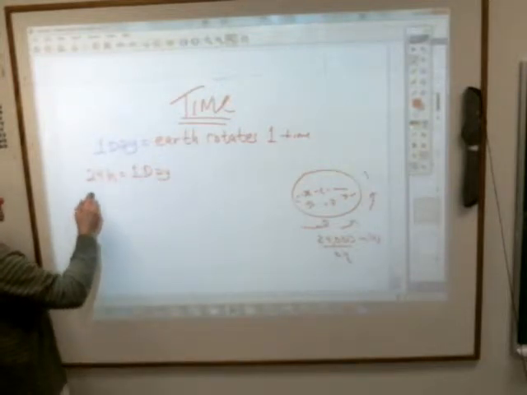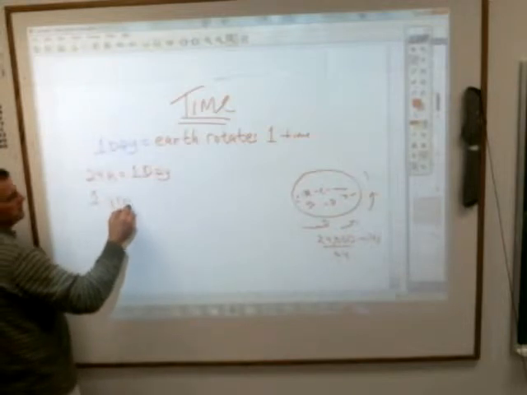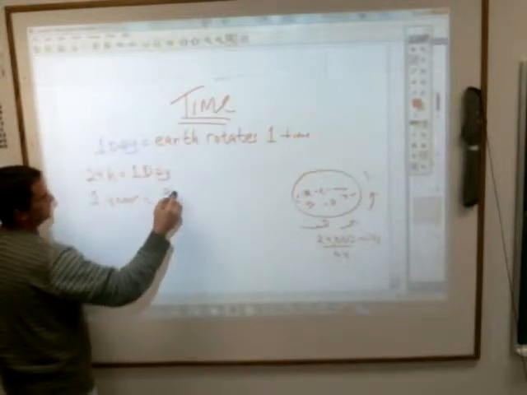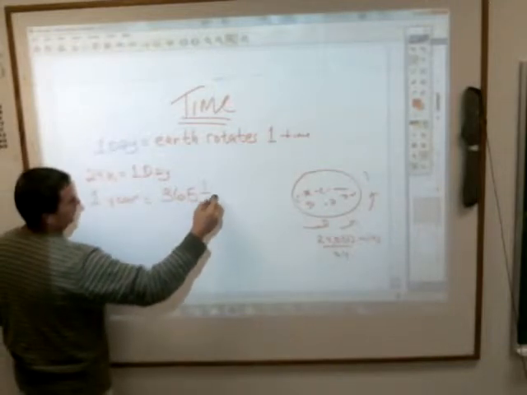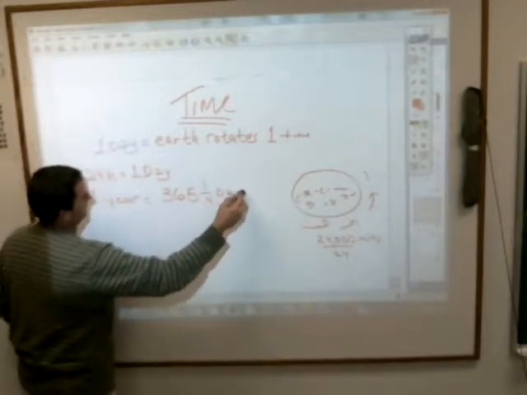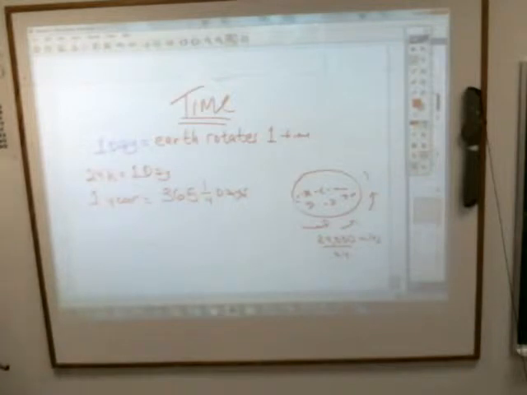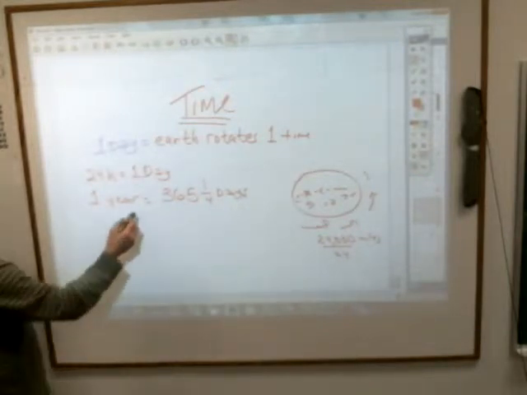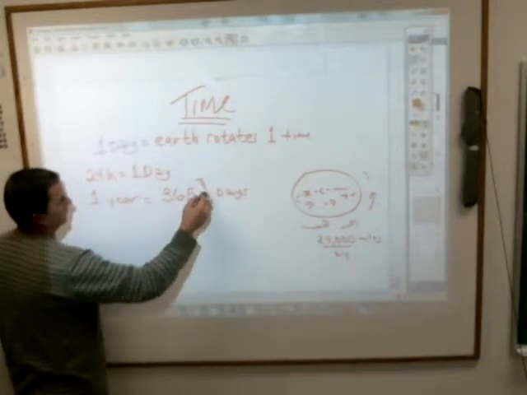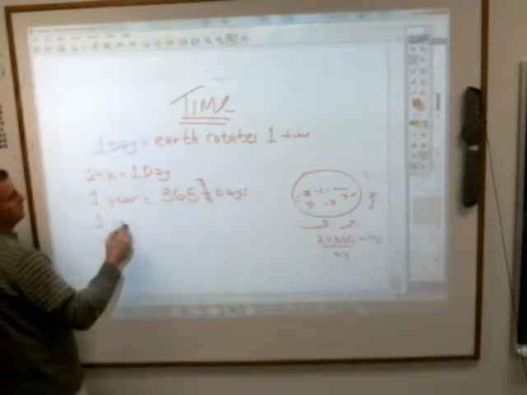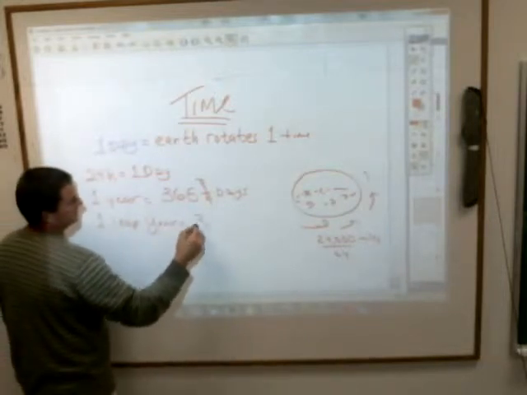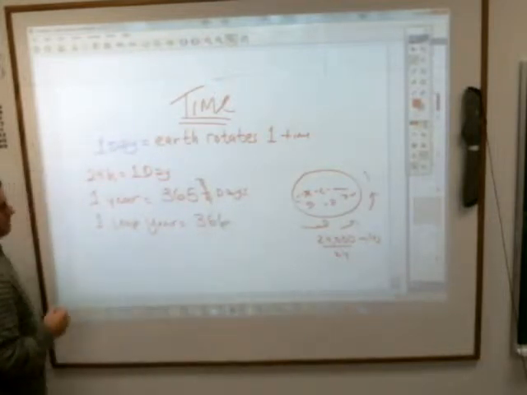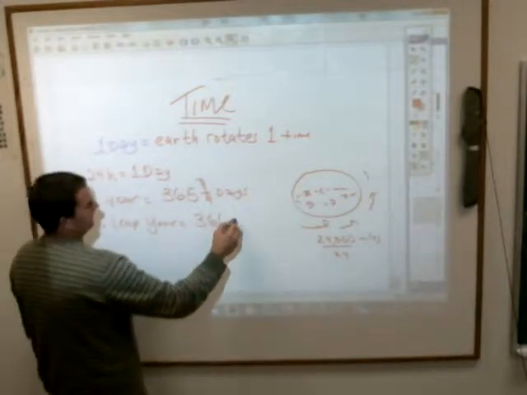Now 1 year happens to be how many days? I believe it's 365 and 1/4. Hence the reason why every 4 years we have to add an extra day, because of leap year. Do we just have 1 extra day? Yeah. 366 days.